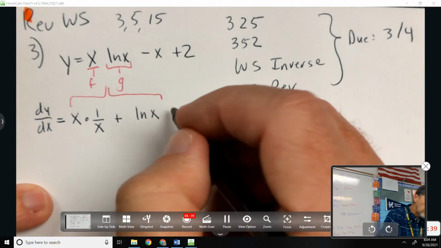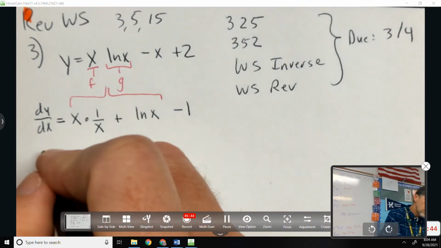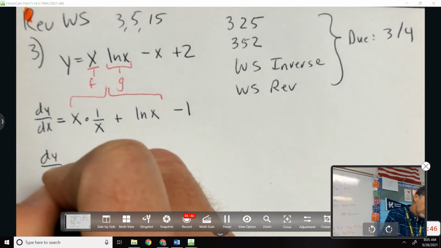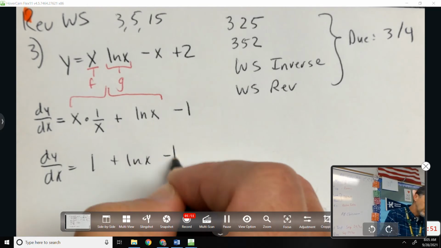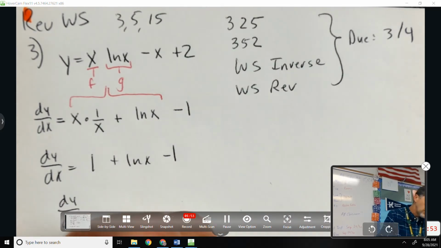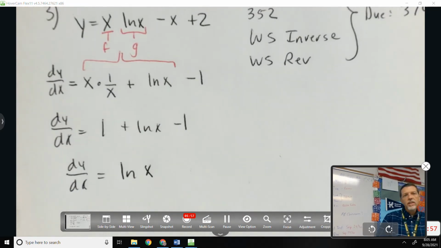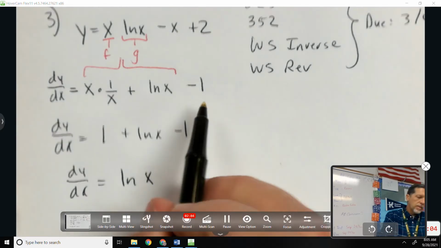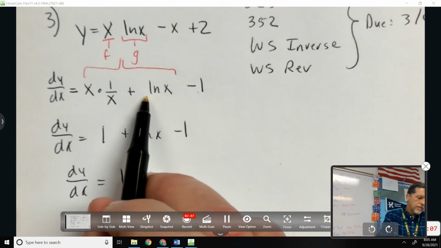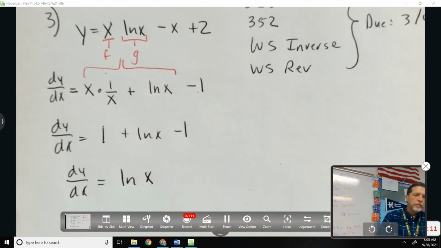And then derivative of minus x is minus 1. Derivative of 2 is 0. The x's cancel out, so I got 1 plus natural log x minus 1, which means all that reduces down to natural log of x. I forgot the 1 of that. I just had ln x minus 1, and I was like, what? Forgot this part of it.